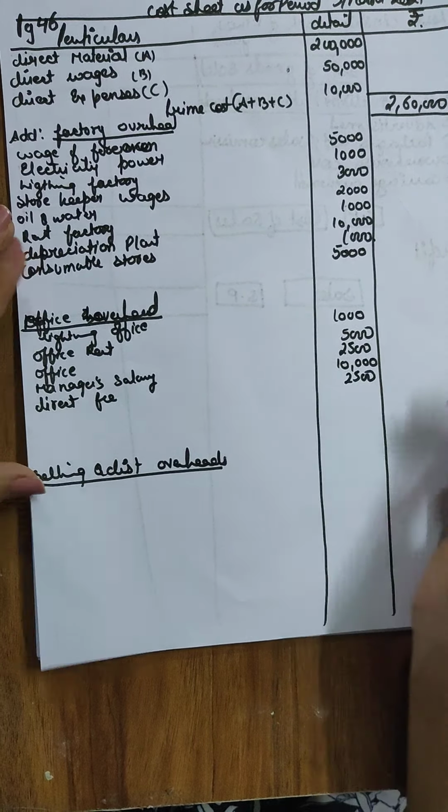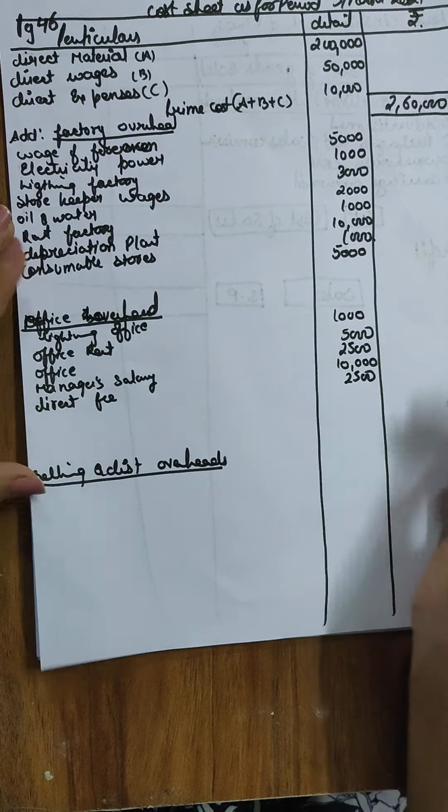Then given to us is office stationery. So office stationery is obviously a part of the office overhead. So office stationery is over here, and it amounts to 1,000. Next thing given to us is telephone charges. So telephone charges are again related to office. So we are going to write over here telephone charges. It amounts to 250 over here.